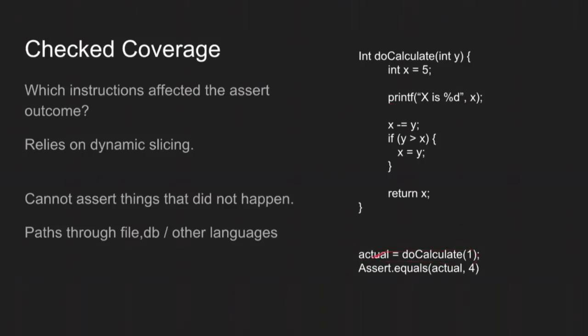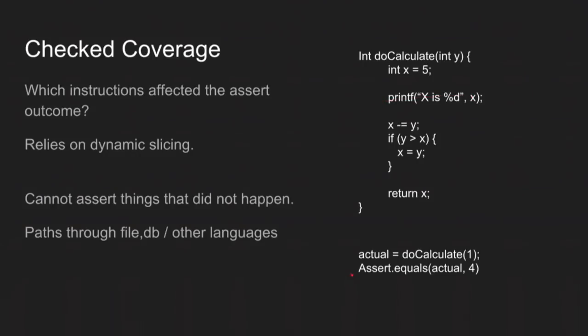But if I have this test over here, do calculate, I send it a 1, actual becomes something, and then I assert something, then this statement over here in no way contributes to the success of this one, right? Because here we don't change the value of anything, we're just printing it. So this line would be statement covered, but not checked covered.